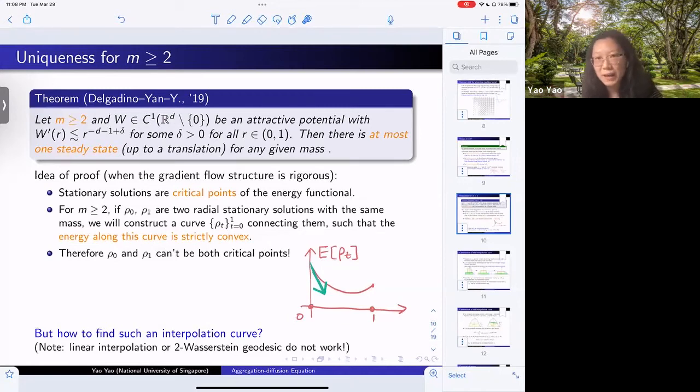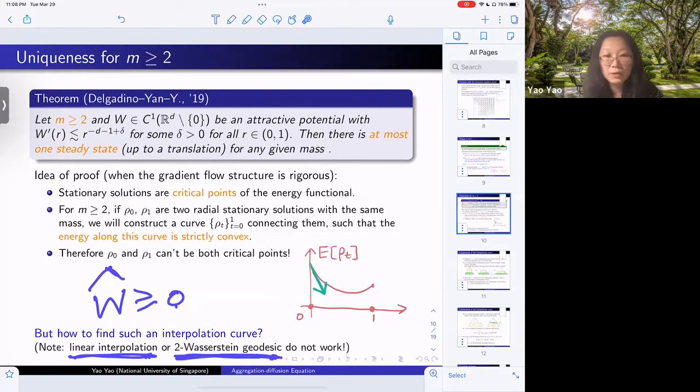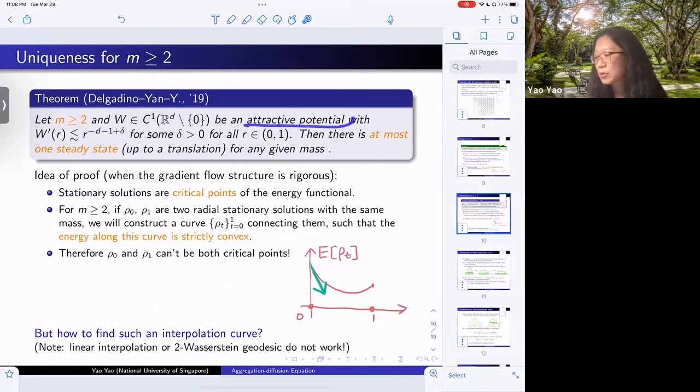So some of the usual suspects that first came to our mind are, well, let's try linear interpolation or the two-Wasserstein geodesic, but we realized that they don't work, because the linear interpolation, in order for the energy to be convex, requires the Fourier transform of W to have a certain sign. And in order for the interpolation with the two-Wasserstein geodesics to be convex, it requires W to be convex. But we don't want to impose any of these assumptions on our potential W. We just want to work with any attractive potential W with some mild condition to say they're not too singular near the origin.